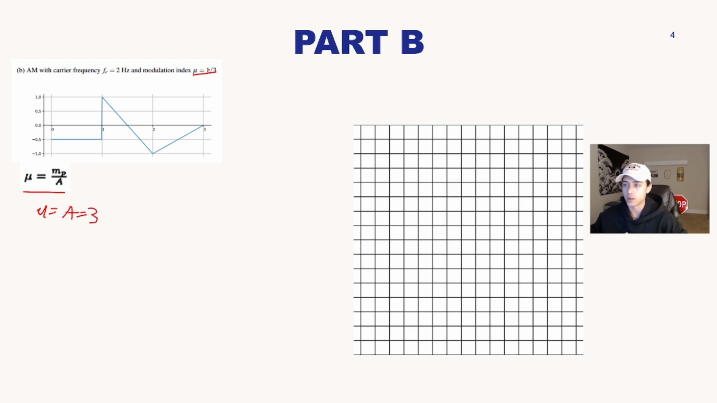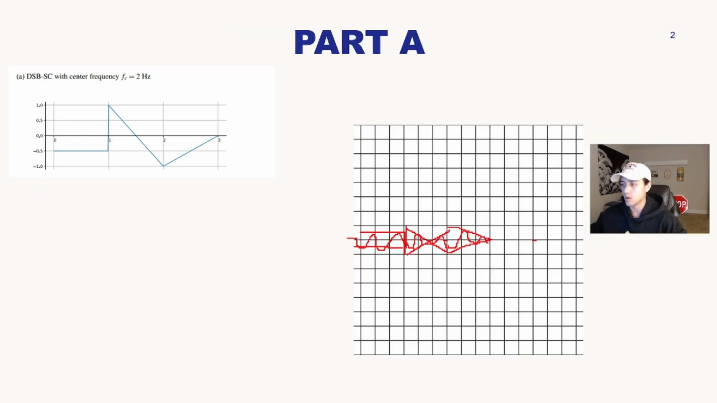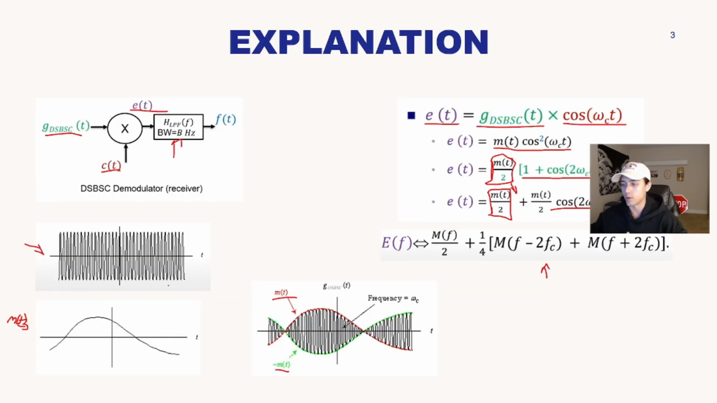Since you have the fraction here, 1 is equal to MP and 3 is equal to A, right? So A is basically going to act as our offset. As before with DSB-SC, we still multiply by the plus and minus 1, right? So we're going to have a somewhat similar signal to the previous problem, where we have the positive and negative here.